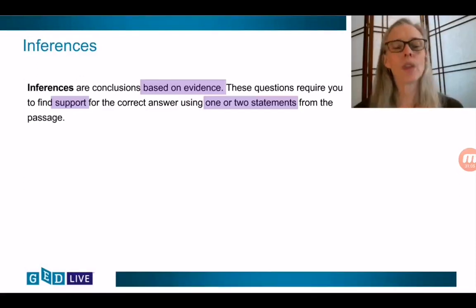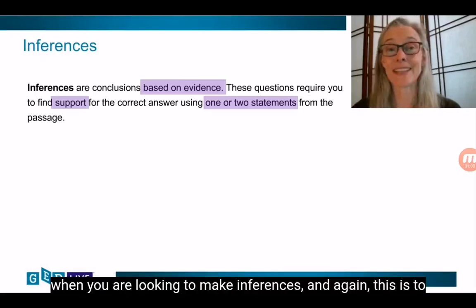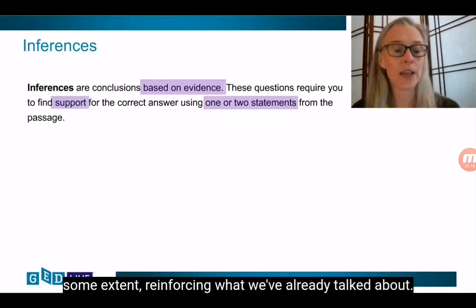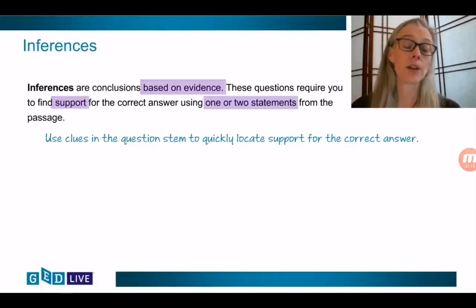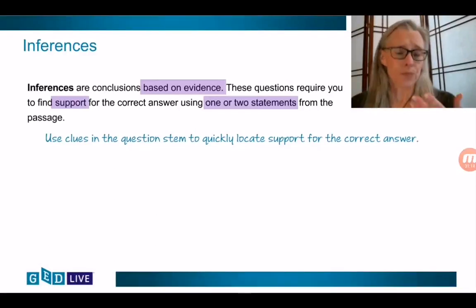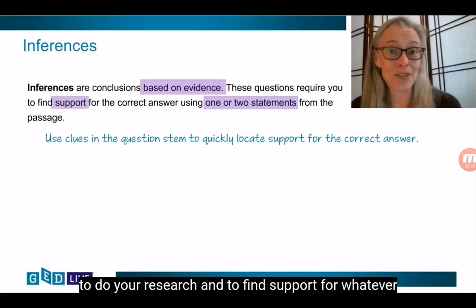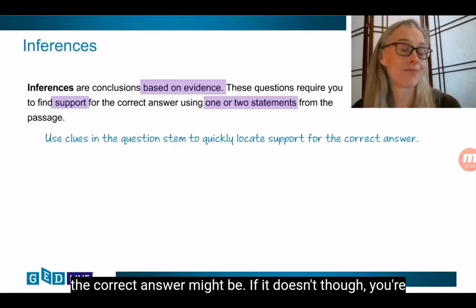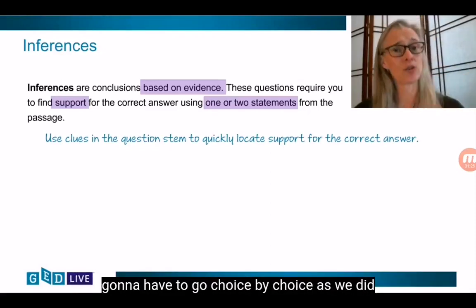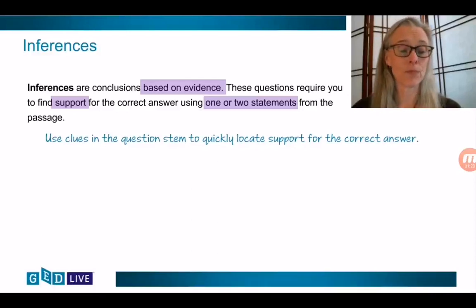So when you are looking to make inferences, and again, this is to some extent reinforcing what we've already talked about, if the question stem does have clues, definitely use them to do your research and to find support for whatever the correct answer might be. If it doesn't, though, you're going to have to go choice by choice, as we did just a few minutes ago.